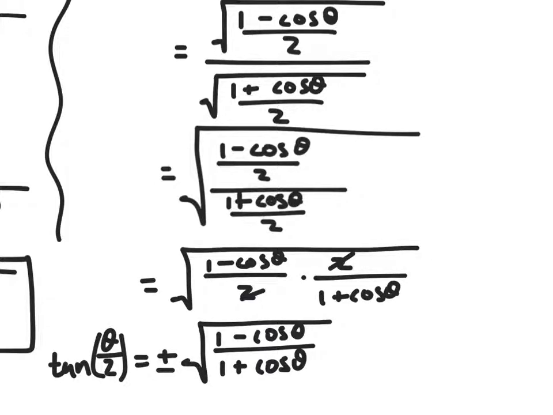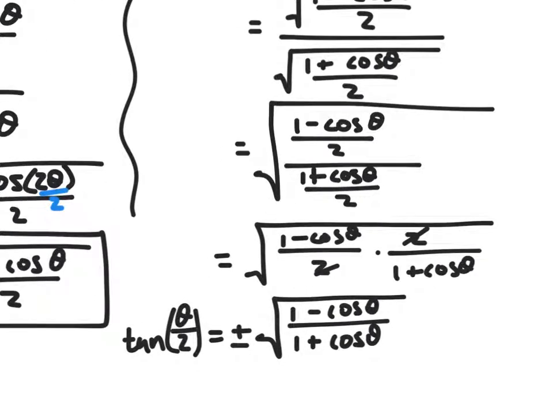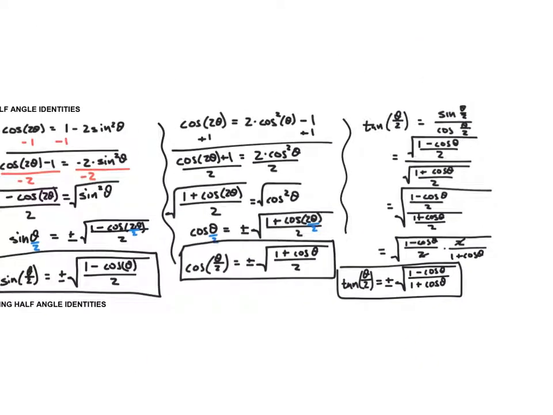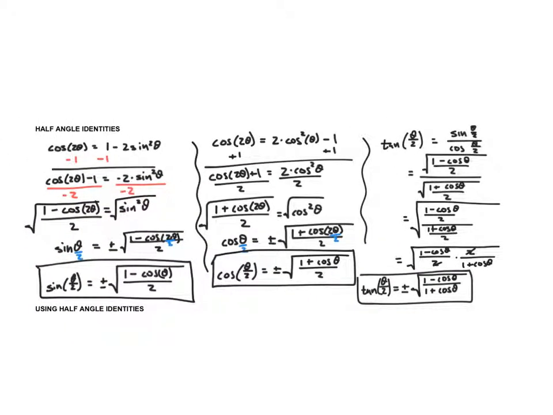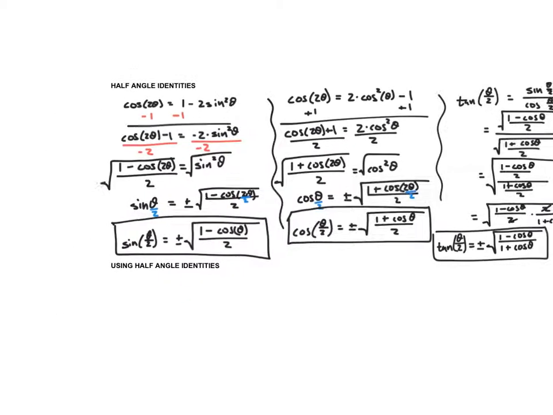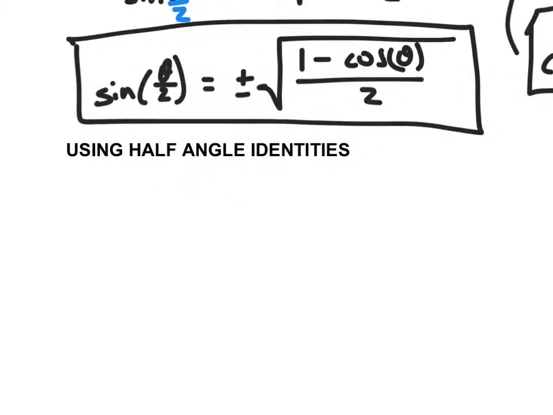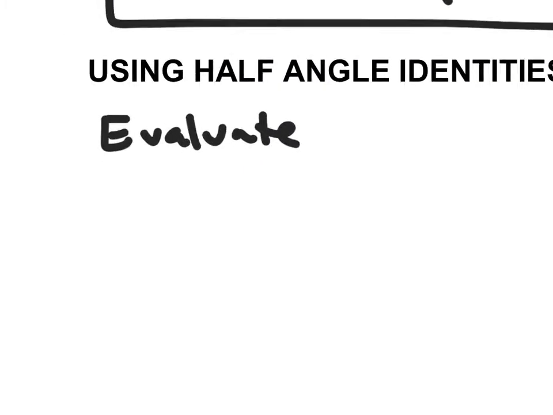All right. So the point of all this, the reason why we're learning all this, is so that we can evaluate trig functions that are half angles, and we can use these formulas to do so. So let's use the half angle identities. On this one, we want to evaluate, and the first one we're going to do, part A, is sine of 7 pi over 12.